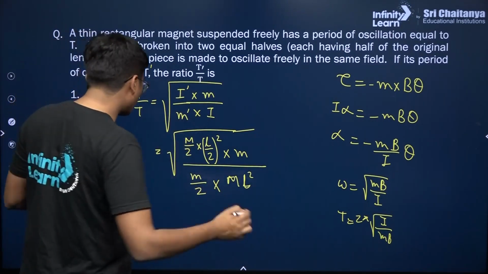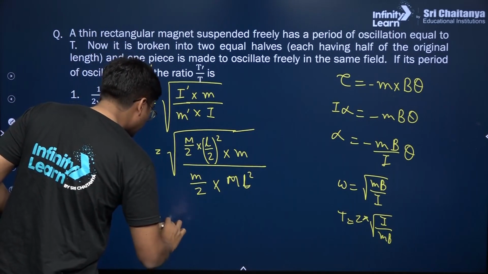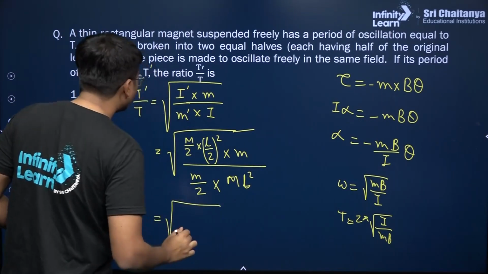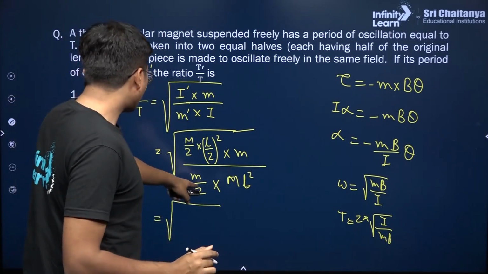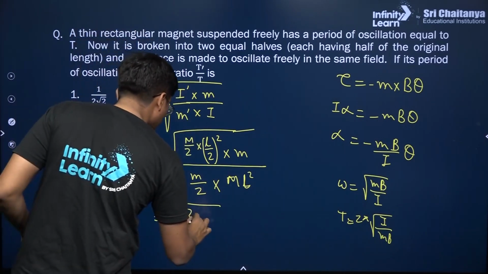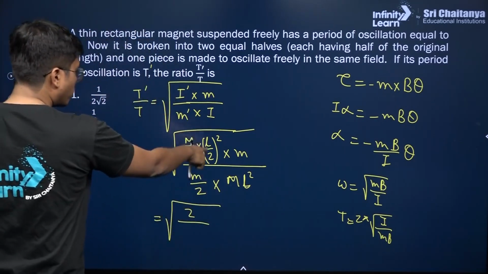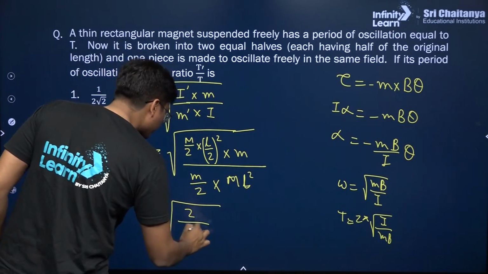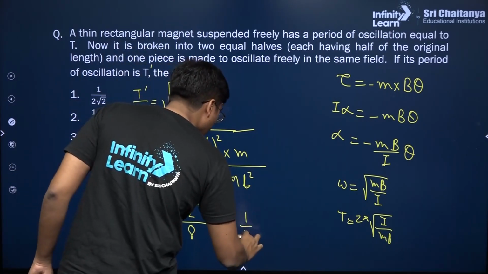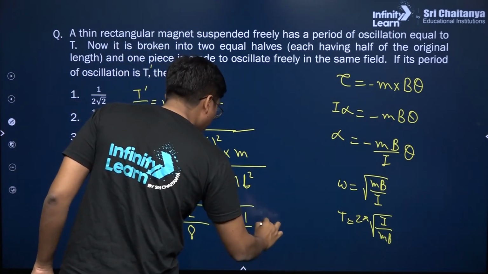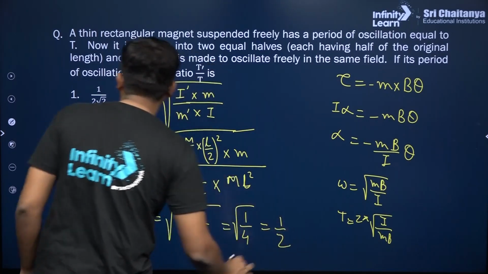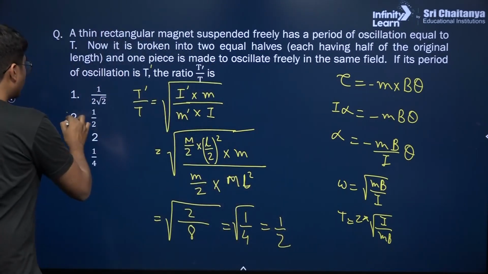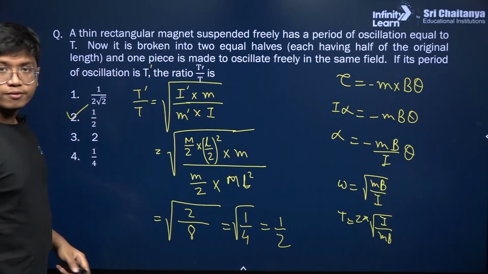So from here, what do we get? We get this as root over of, you have up top, this 2 would go up top, and down below you have 2 into 2 square, that is going to give you 8. That is root over of 1 by 4, that is equal to half. So correct option here is option 2. T dash by T is half.